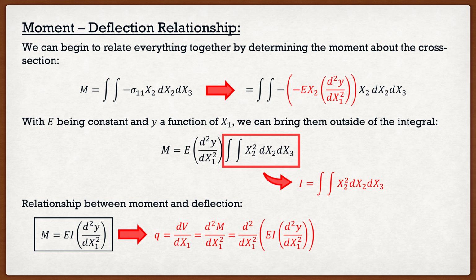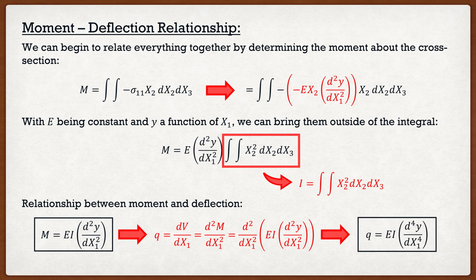Therefore, we know that Q, our distributed load, is equal to the derivative of shear, which is then equal to the second derivative of moment, which is then equal to the second derivative of the expression we just obtained. Therefore, we can create a relationship between the distributed load and our deflection function, where Q is equal to EI times the fourth derivative of our deflection function. Why is this important, and why did we go down this road?